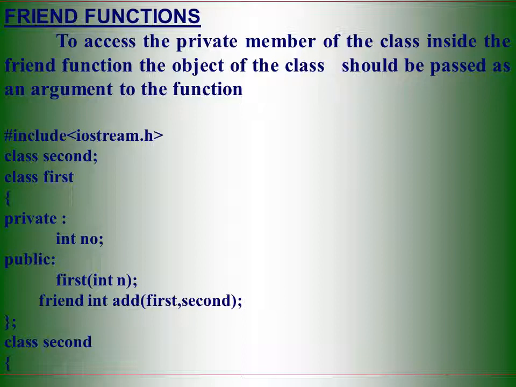This is a simple example program. See the window: hash include iostream.h, class second and class first. The name of the second class is declared here, and its definition follows in the program. Class first contains the private member variable and public functions. Into the public section we put the friend function add of first comma second. Here the class names first and second are passed as arguments, which means that the data members can be accessed by this function. Then class second is defined here. Let us see.